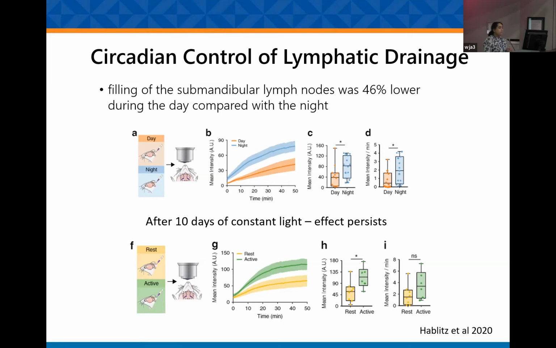And they found that filling of the submandibular lymph nodes was 46% lower during the day compared with the night, meaning that when the mouse was asleep, lymph node drainage was lower. But again, after 10 days of constant light, that effect still persisted. So this was not necessarily due to exposure to light or darkness.